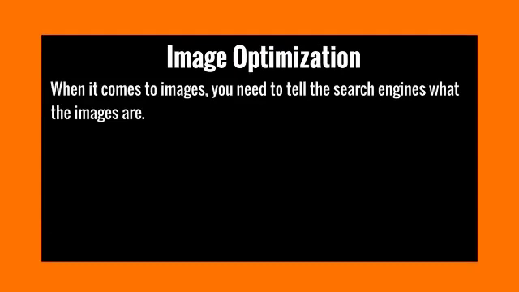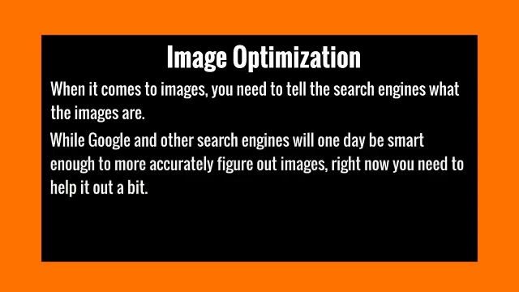You see, when it comes to images, you need to tell the search engines what the images are. They're not really going to know off the bat what the images are. Now, there are ways that Google can figure out what the images are, which we'll talk about in just a second. While Google and other search engines will one day be smart enough to figure out what images are, right now you need to help them out just a little bit, get them a kickstart that they need.